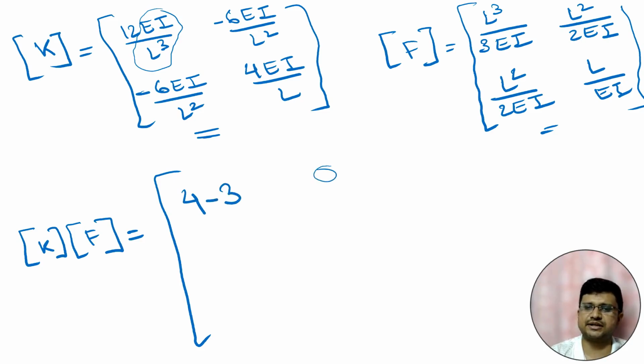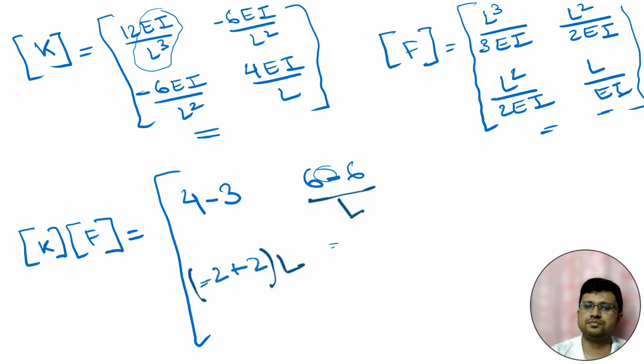Now the second term: 12EI by L cube into L square by 2EI, so it will be 6, minus 6EI by L square into L by EI, so it will be minus 6. The third term will be minus 6EI by L square into L cube by 3EI, so it will be minus 2. Then 4EI by L into L square by 2EI, so this will be plus 2.